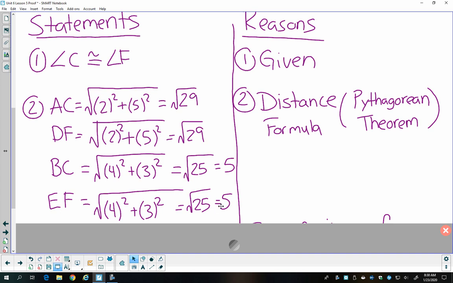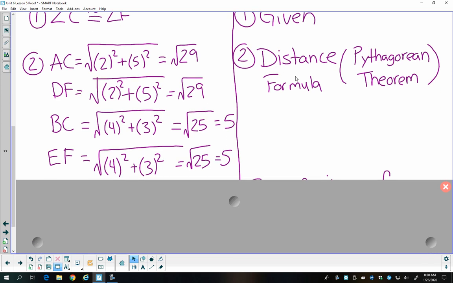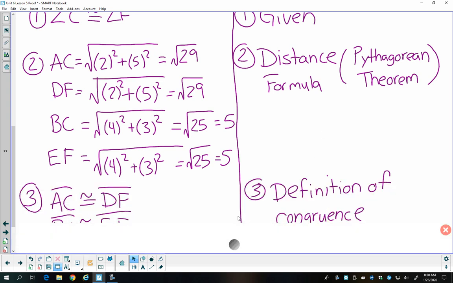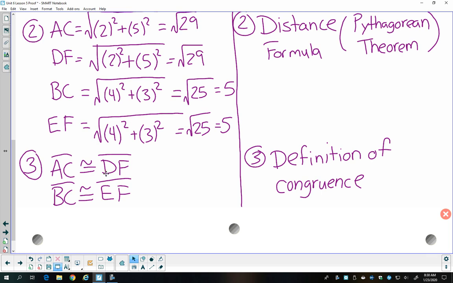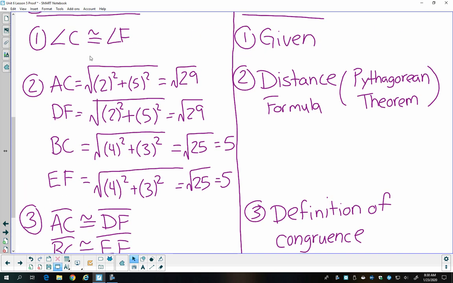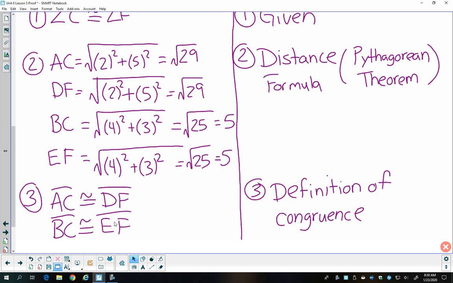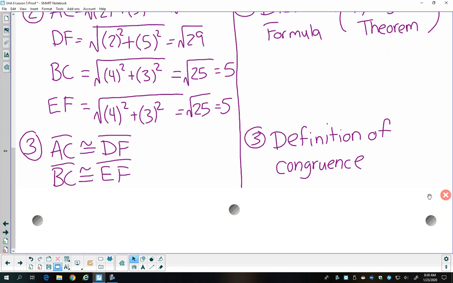So I do have 2 pairs of sides that are the same length. And I can justify that by saying I use the distance formula, or in our case Pythagorean theorem. They're both the same. And so from that, I can say that these 2 pairs of sides are congruent. The definition of congruence are things that are the same size and shape. And so now from my given information, from all this work, I have 2 pairs of sides and 1 pair of angles included that are congruent. And so I can say those triangles are congruent by side, angle, side.